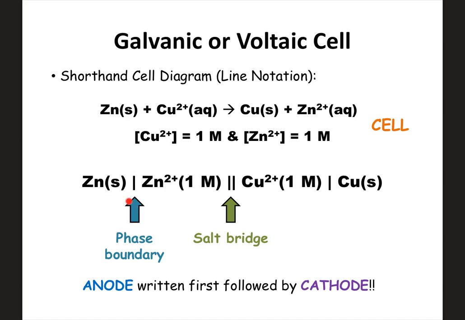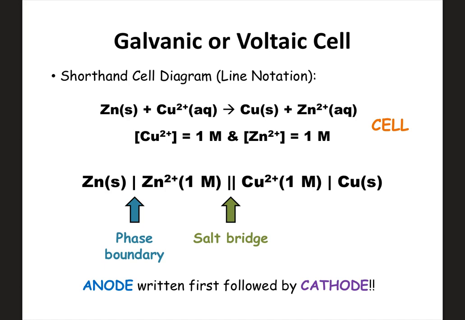And then you show the phase boundary, put your 1 molar solution of the ion separated with a salt bridge. And then on the other side, you have your 1 molar solution of the ion right on the other side of the salt bridge. And again, the solid on the outside. So this is something called line notation. You need to be able to show this for a cell if you're asked to do the line notation, and you need to understand how it's set up here, right? Anode, then the cathode separated by phase boundaries and the salt bridges, and you do need to indicate the molarity here of your solutions.